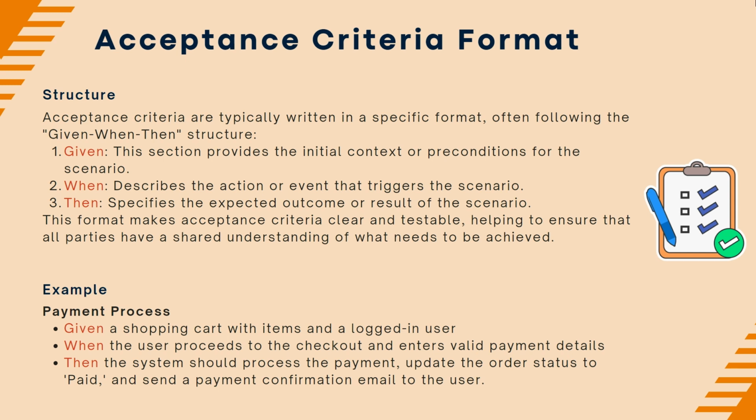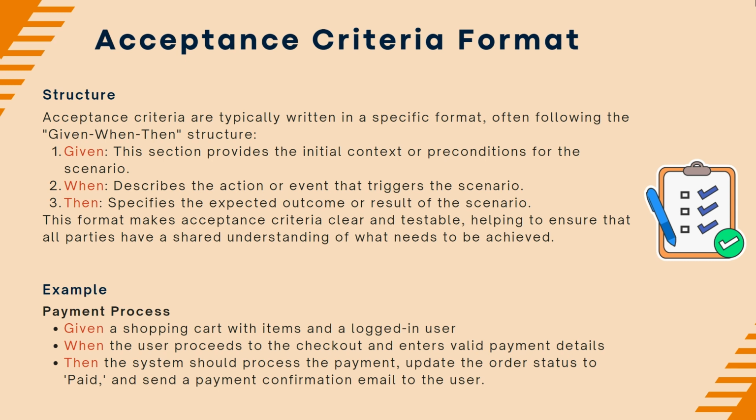And then specifies the expected outcome or result of the scenario. So after the then word, we will be writing what is expected and what should be the result of the scenario. So this format makes acceptance criteria clear and testable. If you are following this particular scenario, then it will be very easy to test the user stories, and it helps to ensure that all parties have a very clear understanding of what is needed.